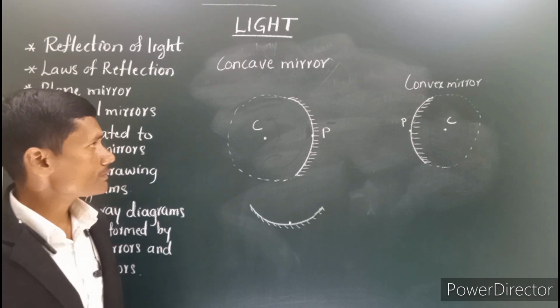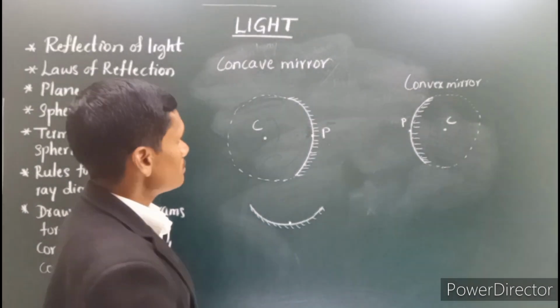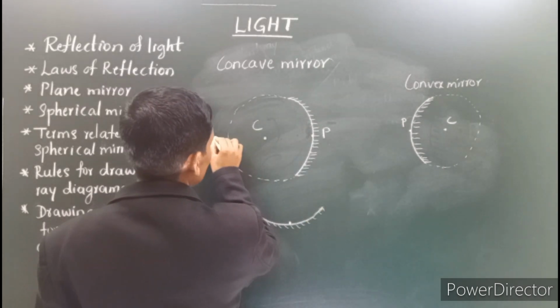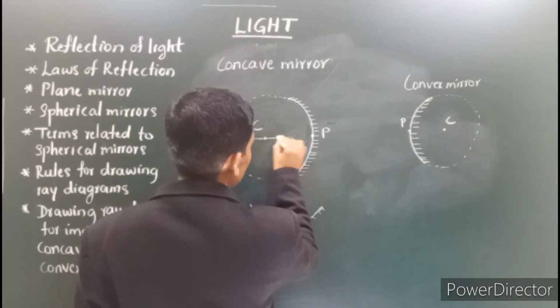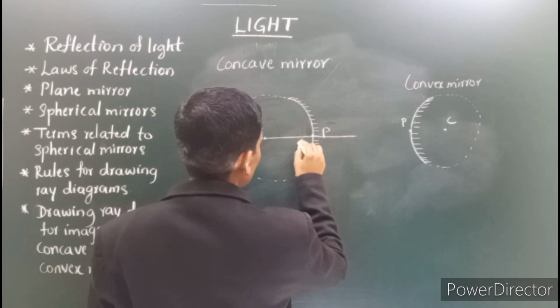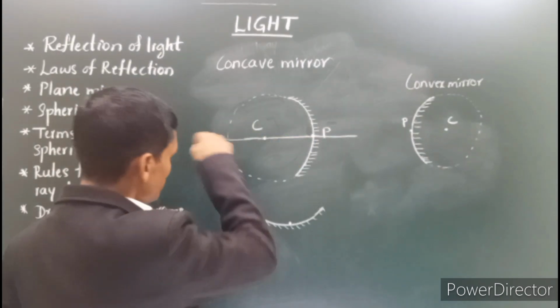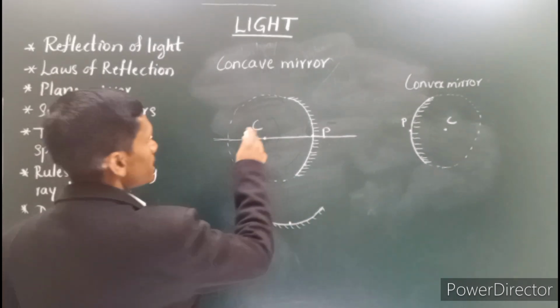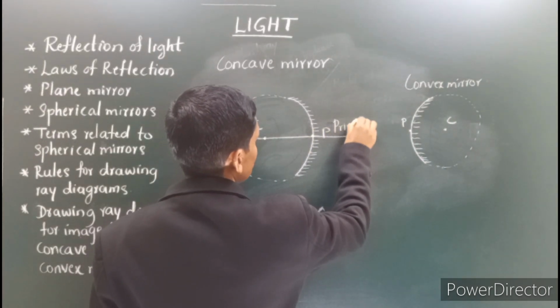Now you see, if you imagine a horizontal imaginary line passing through this center of curvature and the pole of the mirror, this imaginary line is called the principal axis. We call this the principal axis.